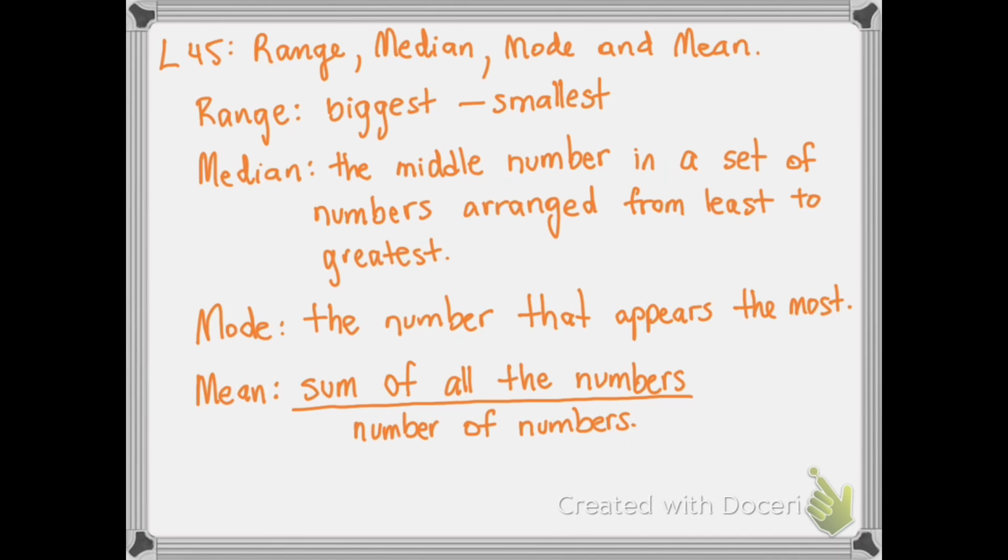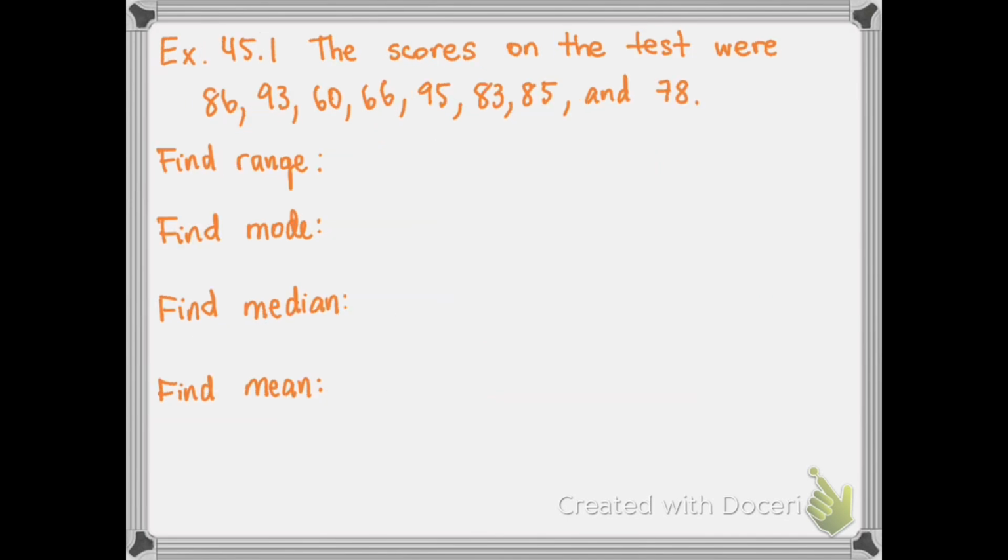Then we have the mode, which is the number that appears the most. And then we have the mean or the average. It's the same, mean or average, which is the sum of all the numbers divided by the number of numbers. So let's look at this example.